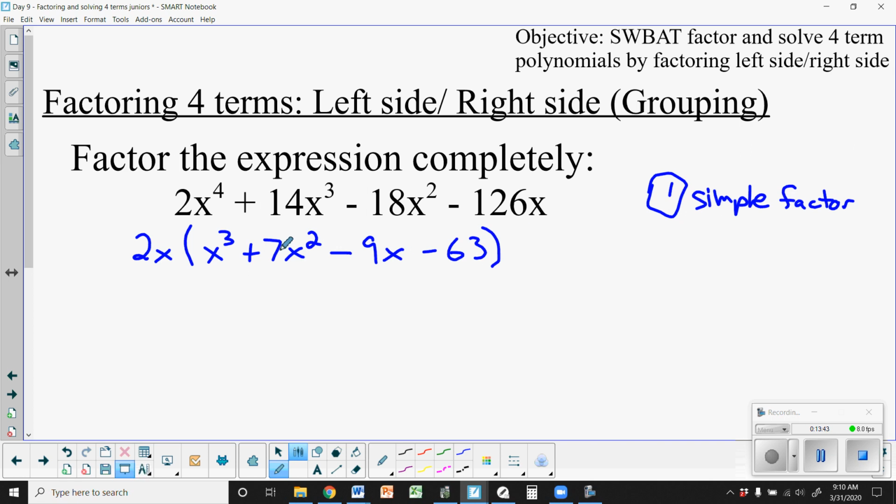All right, so now we have 4 terms here. So 4 terms, so that means that we're going to now, the second step of doing something with 4 terms, so we simple factor, and then we figure out what factoring method is going to work. So now we just use factoring methods, or the rest of the factoring methods. And this one, we're really looking at left side, right side.